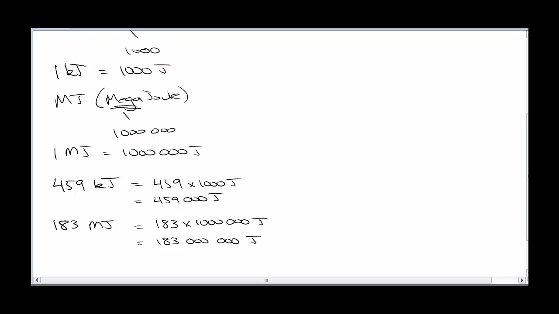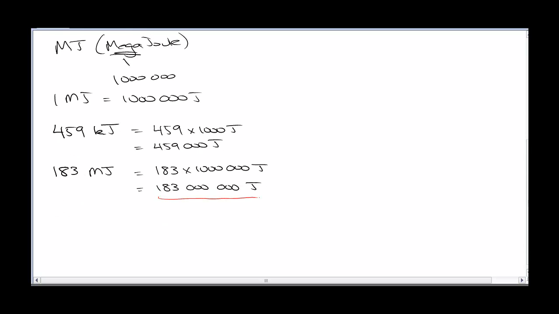Now you might note that this is quite a large number to write. So when we're dealing with large numbers, it is much easier to write them with prefixes, which is why we have the prefixes of kilojoule and megajoule.